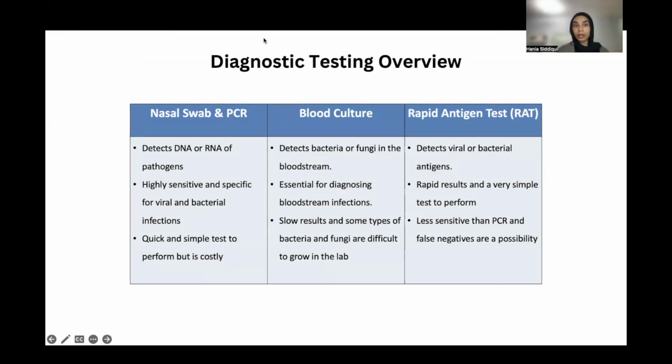So, nasal swab and polymerase chain reaction detects DNA or RNA of pathogens. It's highly specific and sensitive for viral and bacterial infections. It's also a quick and simple test to perform, but it's costly.